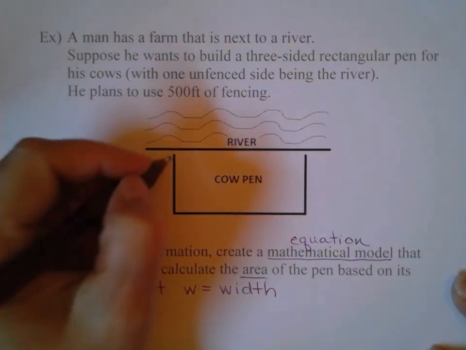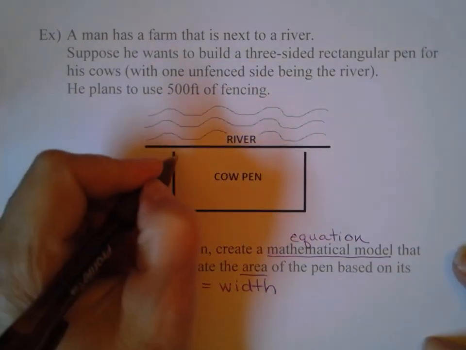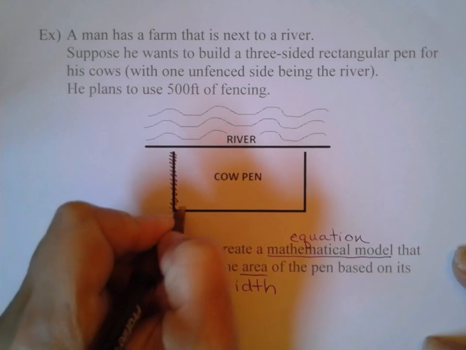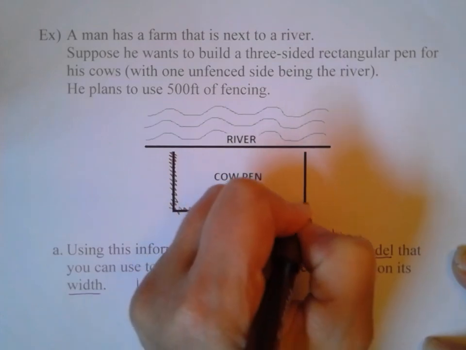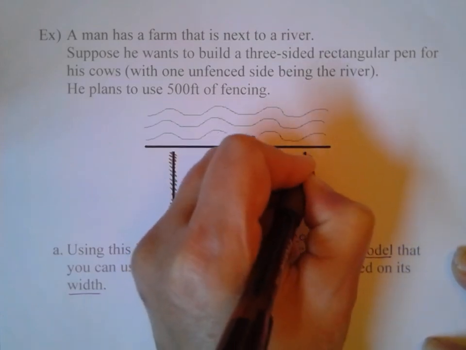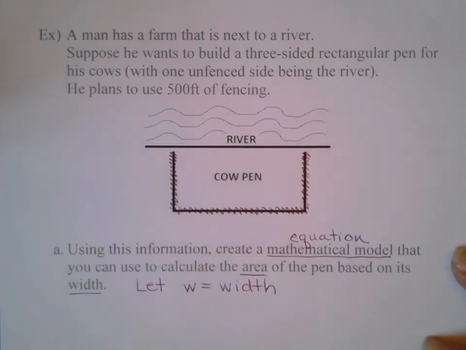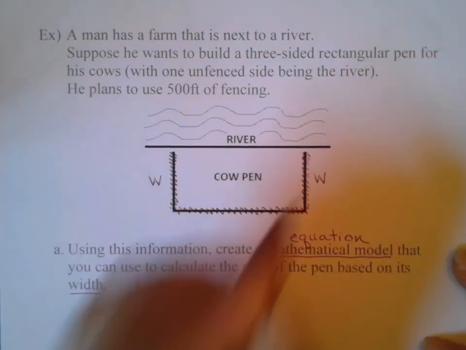So the places where we're going to put fencing are all the places that are not on the river. So I'm going to put a fence here. I'm going to put a fence on this side. And on this right-hand side. But I am not putting a fence on the river, right? I guess we're assuming that the cows are not going to go into the river unless they absolutely have to. Okay, so if we were to label this, right, here are the widths of this. It's a rectangle missing one side.